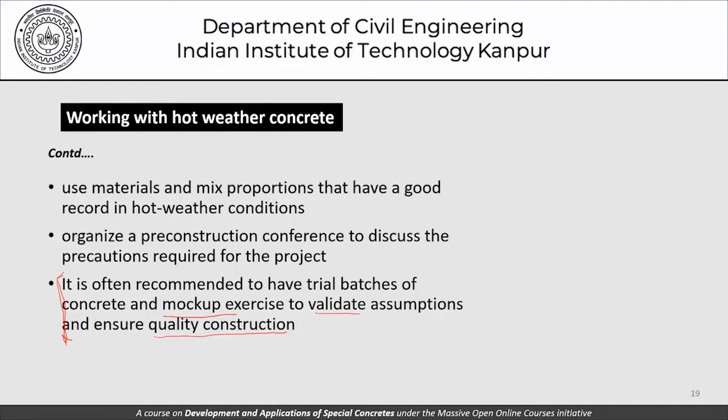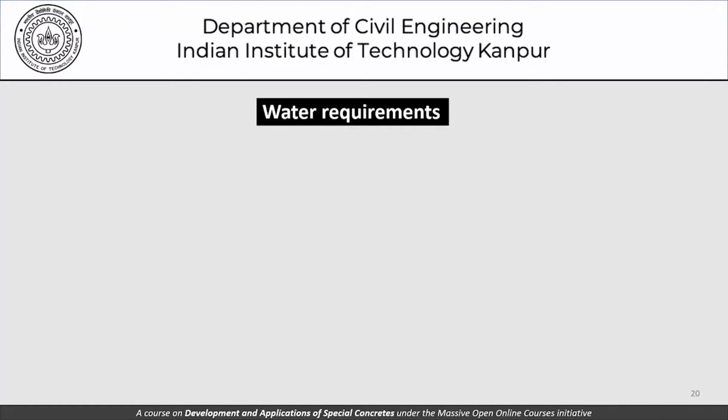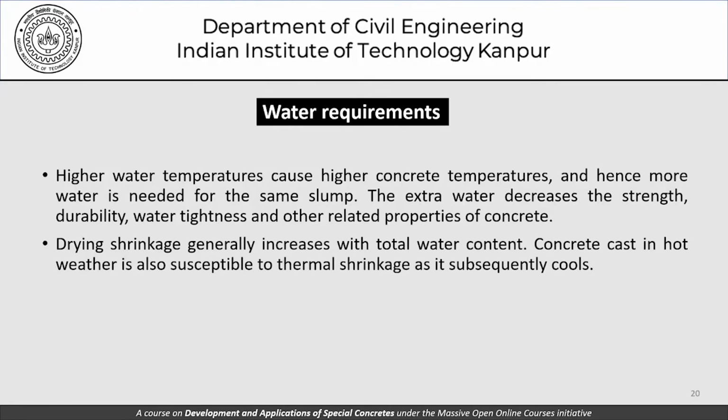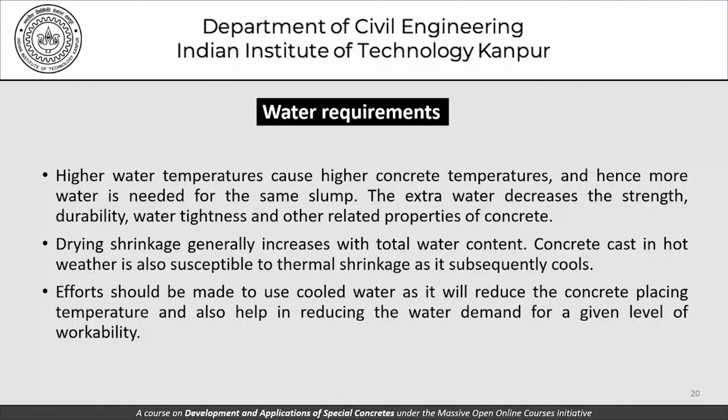Now, as far as water requirements are concerned, higher water temperatures cause higher concrete temperatures, and hence more water is needed for the same slump. The extra water decreases the strength, durability, water tightness, and other related properties of concrete. Drying shrinkage generally increases with the total water content, and concrete cast in hot weather is also susceptible to thermal shrinkage as it subsequently cools. Effort should therefore be made to use cooled water, as it will reduce the concrete placing temperature and also help in reducing the water demand for a given level of workability.